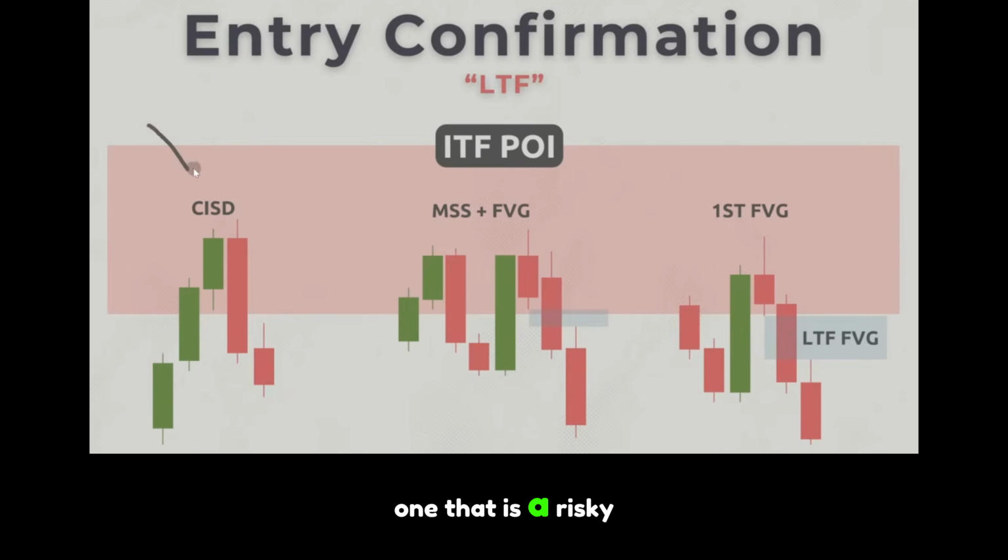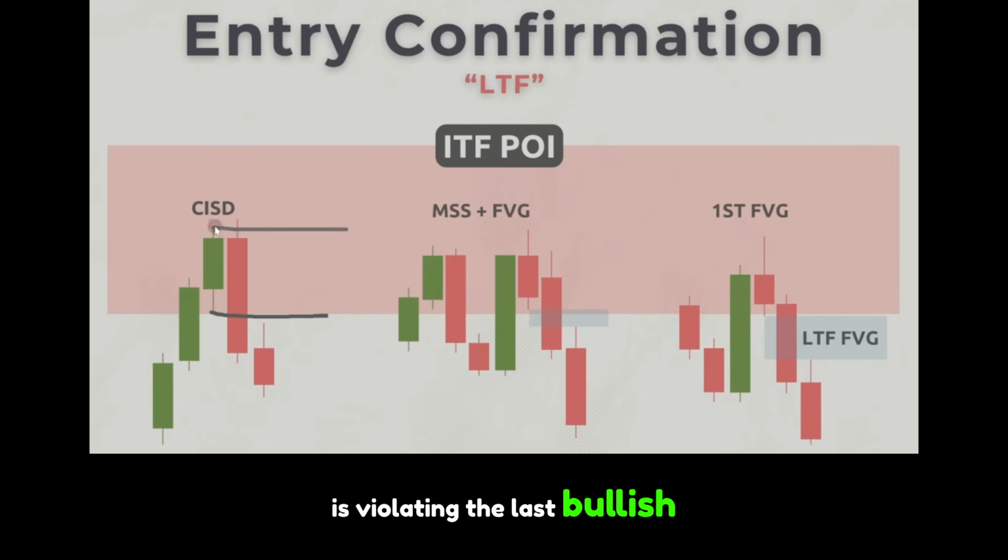One that is a risky one, but then you could definitely enter based on this, which is the changes to delivery. So let's imagine that price is printing bullish candles, bullish candles, bullish candles, and then the last bullish candle is violated with a closure. It creates an order block here, and that's why this is a valid entry here. So changes to delivery is violating the last bullish candle, and that's a bearish changes to delivery.